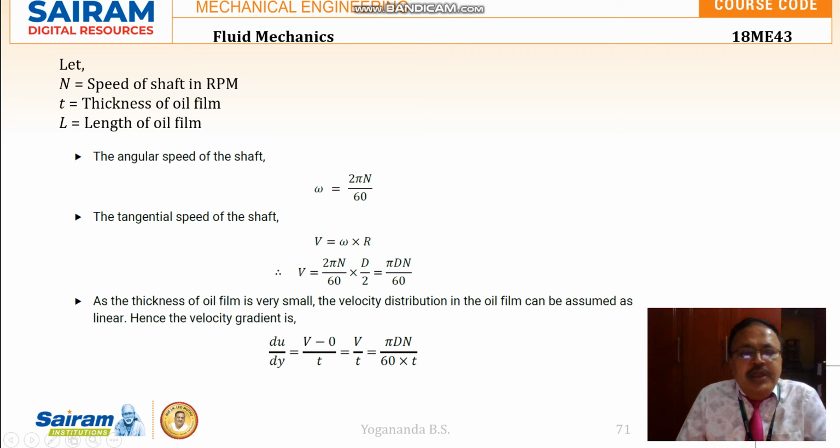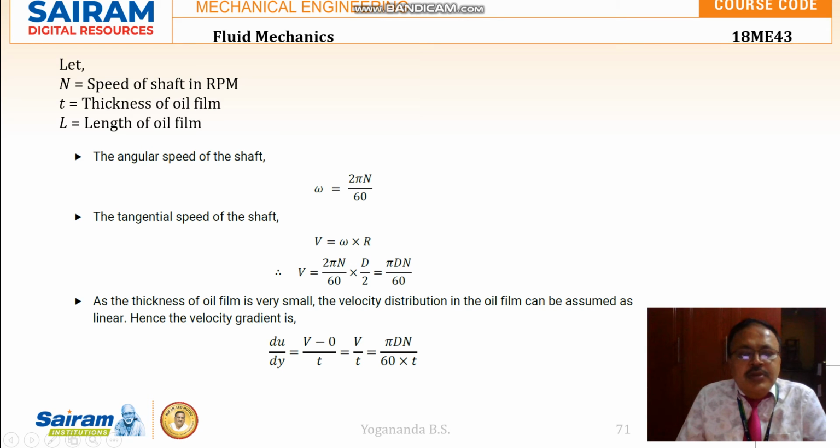Now the tangential speed of the shaft, capital V, is given as angular speed into the radius. So angular speed is 2 pi N by 60 into radius, which is D by 2. So finally it is pi D N divided by 60. This 2 pi N by 60 is the angular speed, which multiplied by the radius gives the tangential speed of the shaft which is getting rotated.